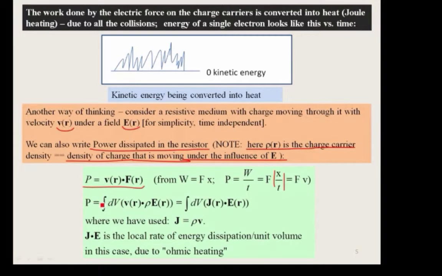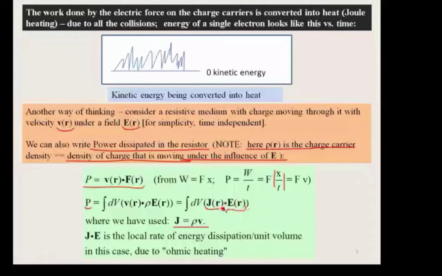If we integrate this over the volume, we'll get the total power going into the entire volume of the resistor due to the fact that it has a density of charge, an E field, and a velocity. Rewriting that in terms of the current density, we use the fact that rho times v is equal to J. And so the power is related to the integral over this dot product.